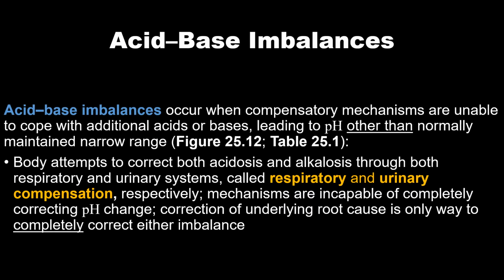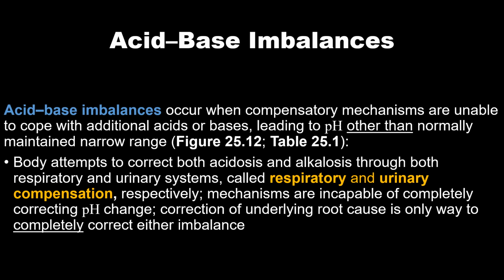Normally, these buffer systems ensure that pH remains in a narrow range, even when acids or bases are added or lost. But these buffer systems can be overwhelmed by a significant loss or gain, and they'll fail, resulting in a pH imbalance. The two basic types of pH imbalances are acidosis and alkalosis, and the body attempts to correct both through a process called compensation, which involves respiratory and or renal compensation. And compensation does bring the pH closer to the normal range, but it's not a permanent solution. Rather, the permanent solution lies in correcting the cause of the imbalance.